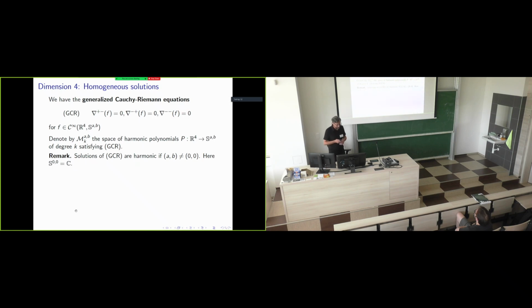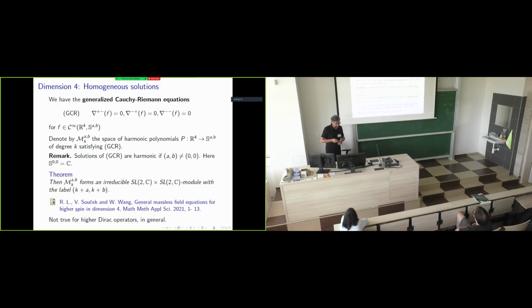In this connection, just let us remark that solutions of the generalized Cauchy-Riemann equations are always harmonic, except for the trivial case when the values are just complex numbers. And then it is possible to prove that this space of homogeneous solutions forms an irreducible module with the label k plus a, k plus b. And what is interesting is that analogous result is not true for higher Dirac operators in general. For higher Dirac operators, the spaces of homogeneous solutions are very complicated, and in general they are highly reducible.